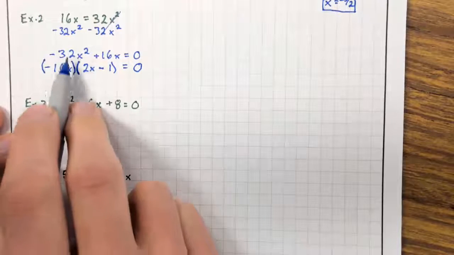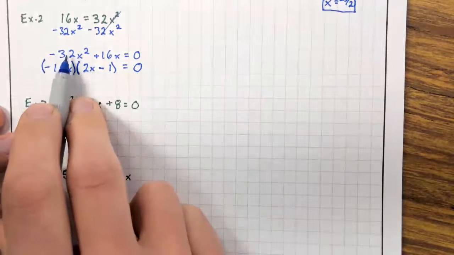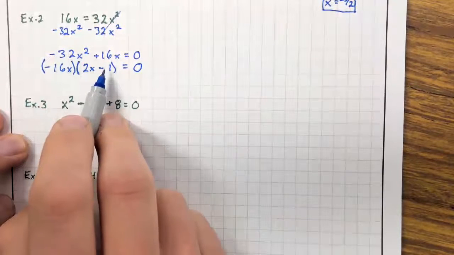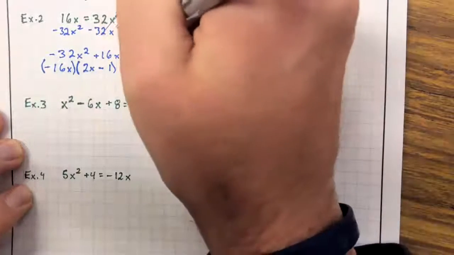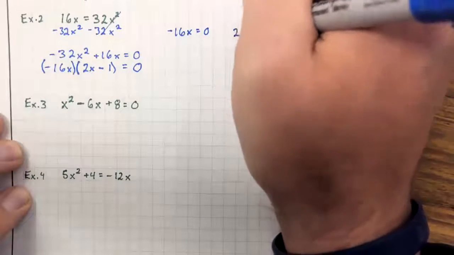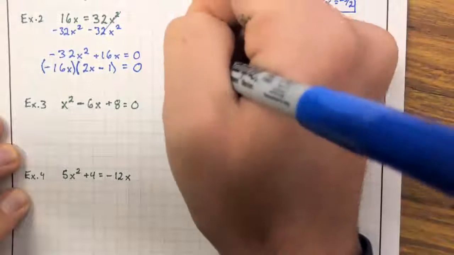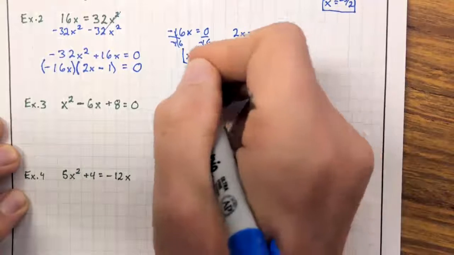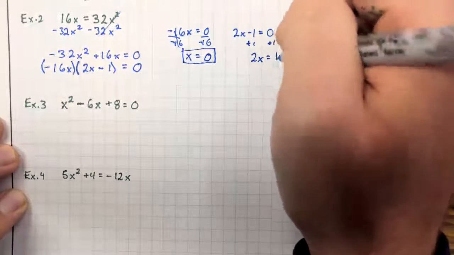Remember, I have to multiply after factoring to get back to where I was. So negative 16x times 2x is negative 32x squared. And then negative 16x times negative 1 is positive 16x. Now that I have my factors, I can set them equal to 0. Negative 16x equals 0, and 2x minus 1 equals 0. If I divide by negative 16 on both sides, x equals 0. That's one of my solutions. For this one, I would add 1 to isolate my variable, then divide by 2.